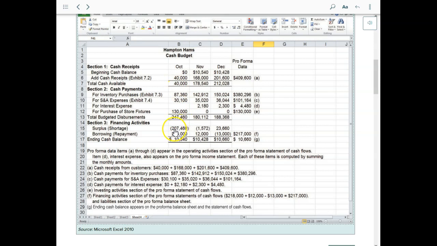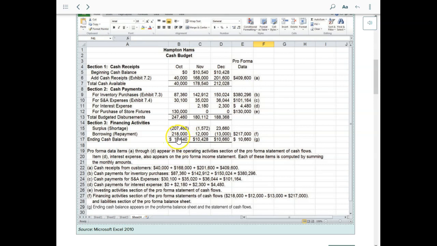But if they expect to pay out $247,460 and only have $40,000 coming in the door, find the difference. We're going to be short $207,460. We are way short of cash. So we have to borrow the money. So we have to borrow enough to have at minimum $10,000, and we borrow in $1,000 increments. So to get from a negative $207,460 to at least a $10,540 balance, at least $10,000, we're going to have to borrow $218,000.